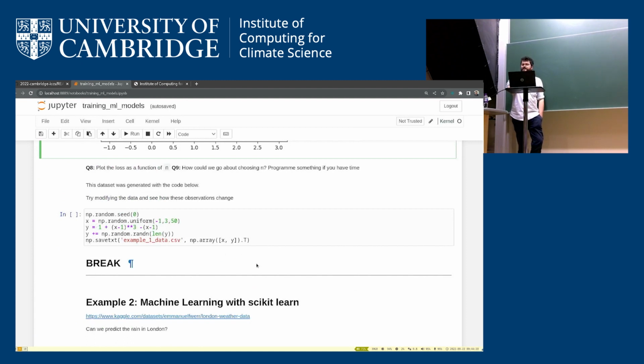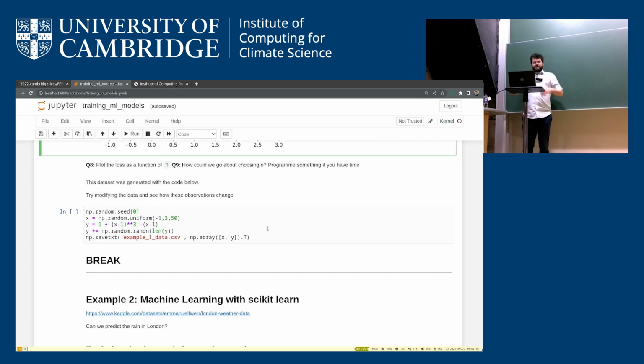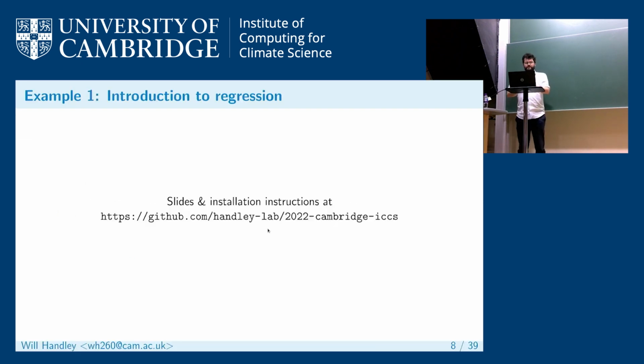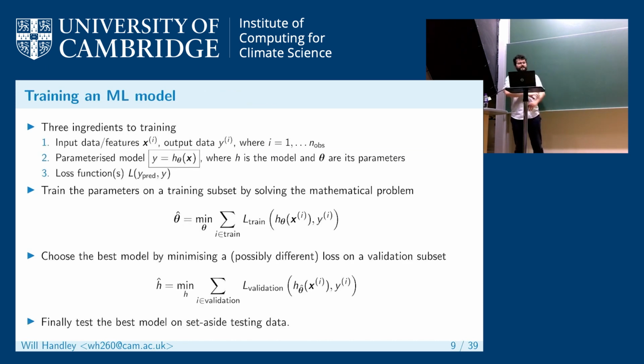So. Okay. Moving back to here. Right. So the general structure of training a machine learning model can be found in this. But basically, there are three ingredients to training any machine learning model. You first of all start with input data, your features X and your output data Y. Here the input data was just a one-dimensional thing, but in general this would be a many-dimensional thing.